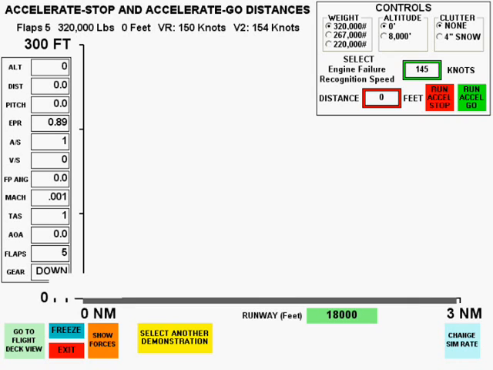This simulation compares accelerate stop and accelerate go distances for a wide-body jet transport making a flaps 5 takeoff. We can select 3 different gross weights, 2 altitudes, and 2 clutter conditions, as well as the engine failure recognition speed, which is 1 second after the actual engine failure. We will set the gross weight to 267,000 pounds and the engine failure recognition speed to 0. This allows us to look at the extremes. We will first look at a single engine takeoff, starting with the flight deck view.